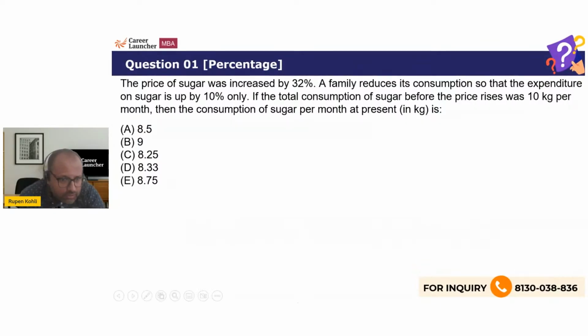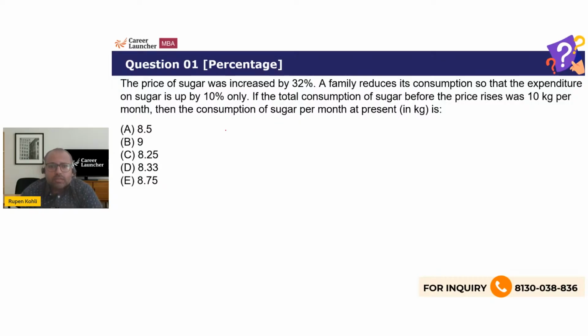Okay. So the first question has something to do with percentages, and let's see. The price of sugar was increased by 32%. A family reduces its consumption so that the expenditure on sugar is up by 10% only. Now, what does this mean? Since price has gone up by a higher percentage but expenses have not increased by that much, the consumption has definitely decreased, right? So the question is asking: if the total consumption of sugar before the price rise was 10 kg per month, then we need to find the consumption at present, in kg.